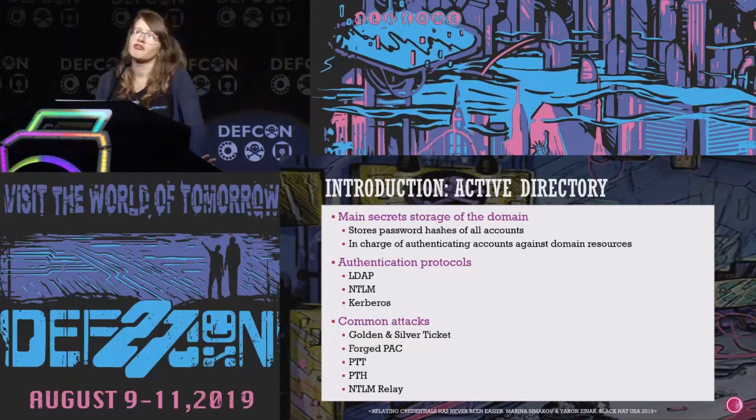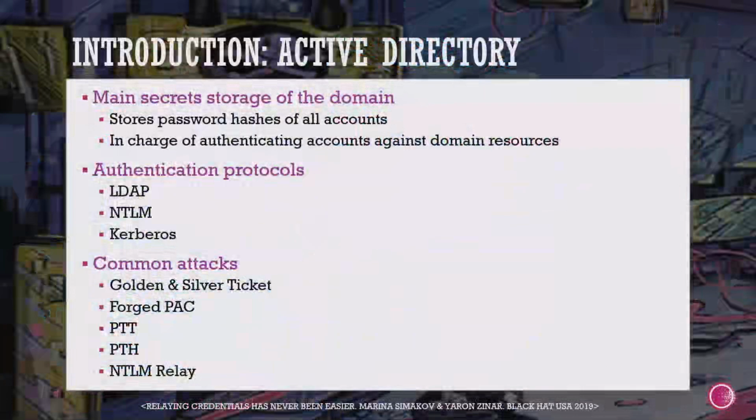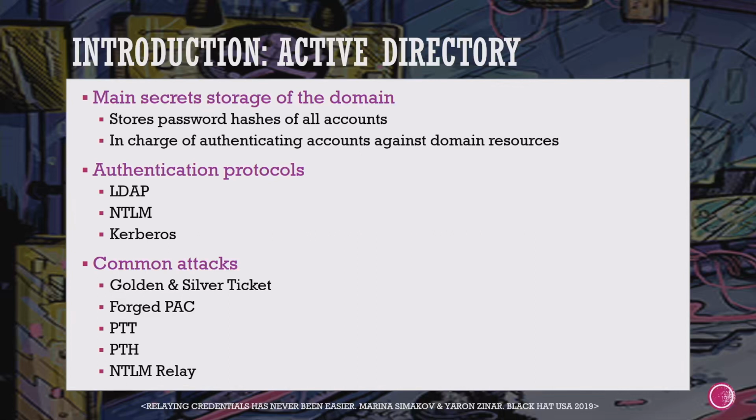I guess most of you are familiar with Active Directory, but I'll give just a brief overview just in case. Active Directory is the main secret storage of the domain. It stores the password hashes of all the accounts, and it's in charge of authenticating accounts against domain resources. This can be done using 3 different protocols: LDAP, NTLM, or Kerberos, and today we'll focus on the NTLM protocol and the NTLM Relay attack.